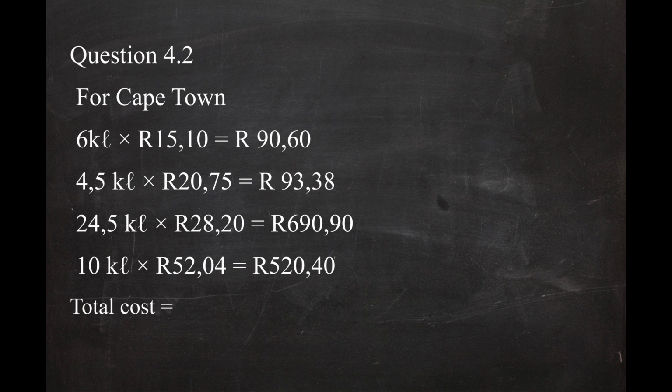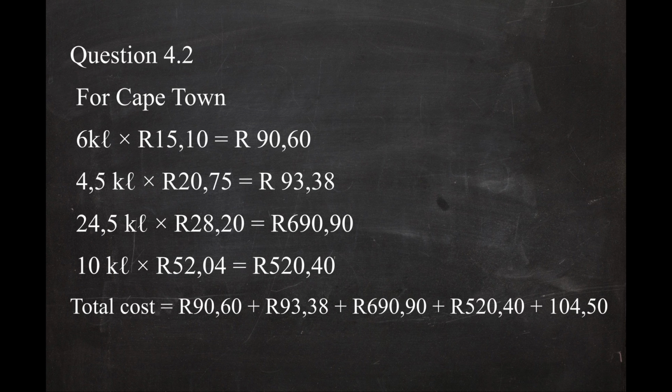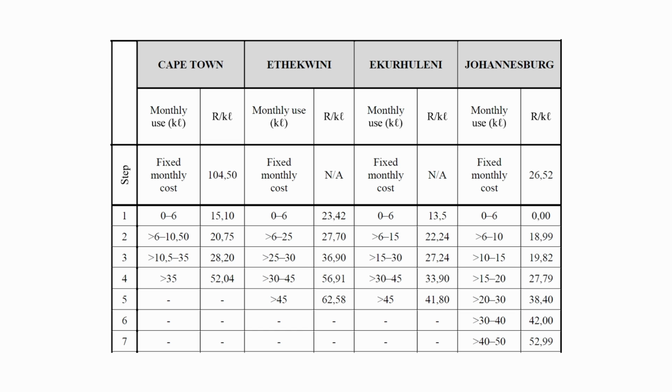Now the total cost of water consumption for the usage of 45 kiloliters of water in Cape Town is the sum of all 4 steps plus the fixed monthly cost of 104 Rand 50 cents. This will give us a total cost of 1,499 Rand 78 cents. Next, you will have to calculate the total cost of water consumption for Ekurhuleni.